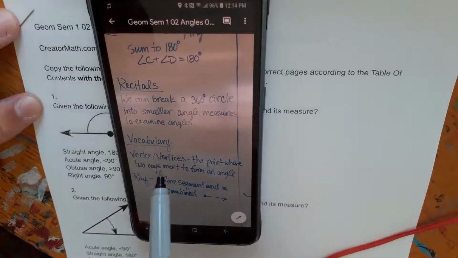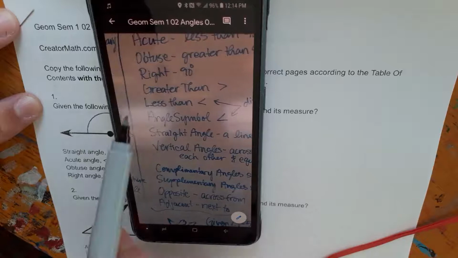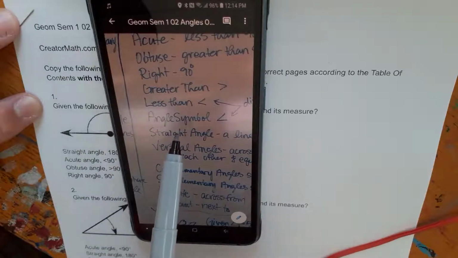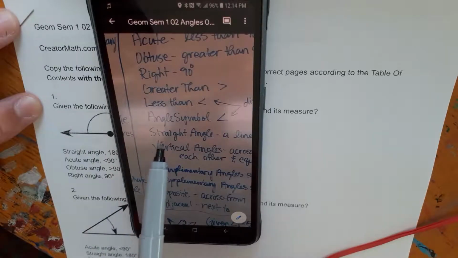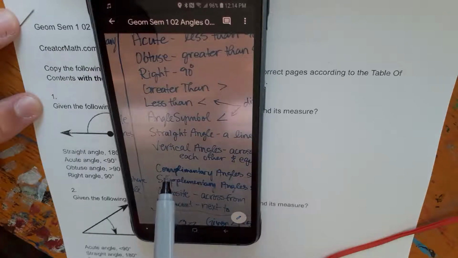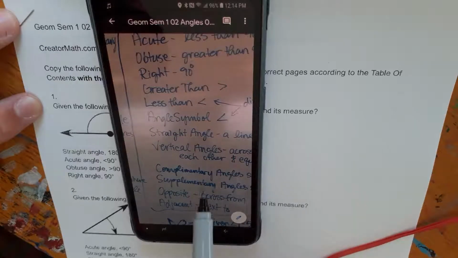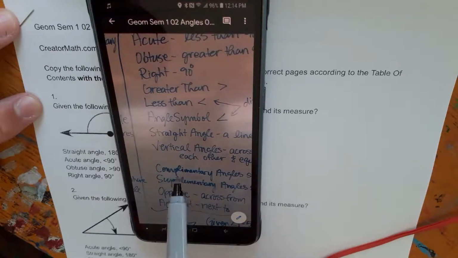So then we have vocabulary. You can put these into your comp book. And here's a summary of acute, obtuse, right, greater than, less than, straight angle symbol, straight angle, vertical angle, complementary. It's spelled wrong there. It's C-O-M-P-L-E-mentary. I make that mistake all the time, and I'm sorry. It's not a compliment, like I'm complimenting you on something nice that's happening. That's a compliment, right? It's not that word. It's complementary with an E there.